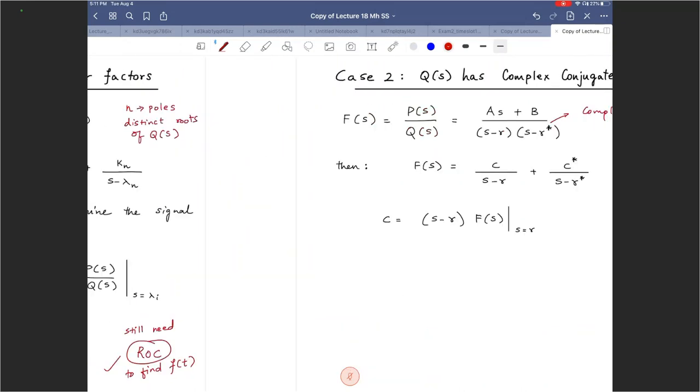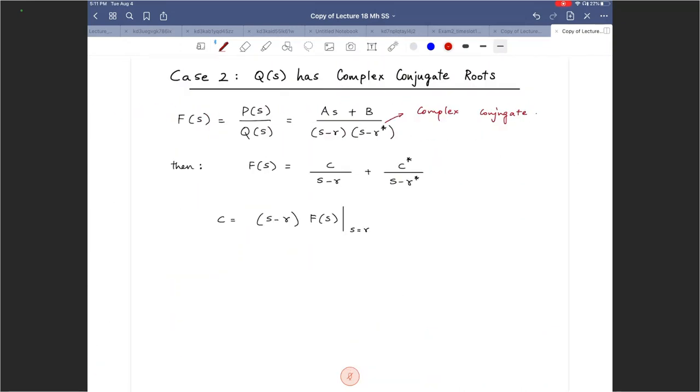All right, let's move on here to case 2. Case 2, the denominator polynomial Q of s has complex conjugate roots. So let's say there are only 2 roots. One is at r and the other one is at r complex conjugate. So f of s is written as p of s divided by q of s. In the numerator, you have a polynomial of order 1, as plus b. In the denominator, we have a polynomial of order 2, s minus r multiplied by s minus r complex conjugate.